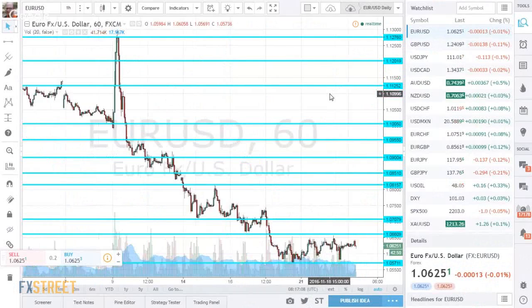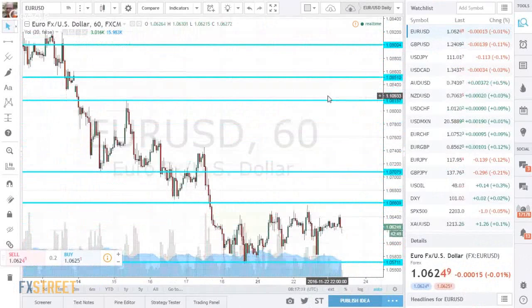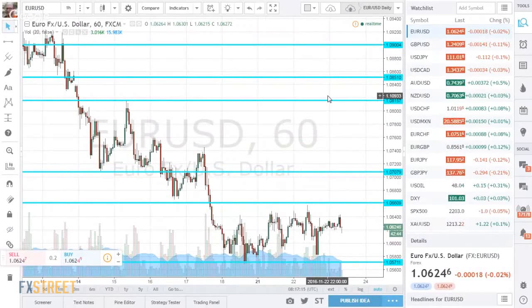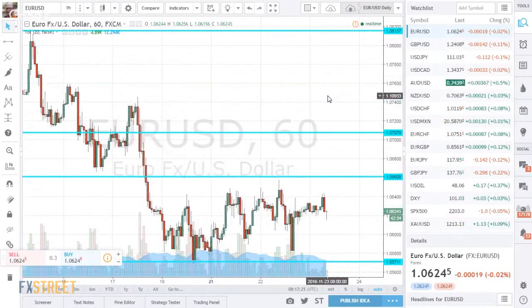So let's start with euro dollar. Euro dollar has found a new range, okay? So euro dollar is currently between 105.70 and 106.60, a 90 pip range. I hope we don't get stuck in this kind of range. We've been stuck in euro dollar ranges for long periods of time. This is where we are at the moment.